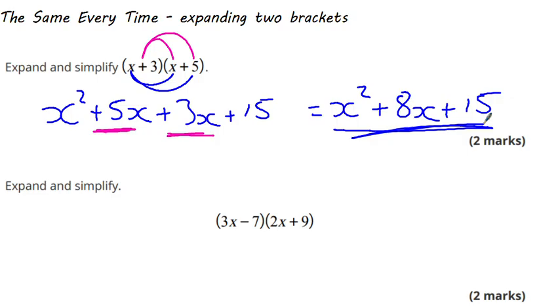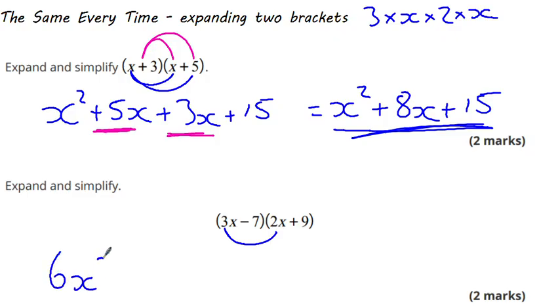Here's the second question, perhaps a little bit more complicated, but manageable definitely. So multiplying everything in the first bracket by everything in the second bracket. Start with the 3x, multiply by the first term in the second bracket. 3x times 2x. So 3 times x times 2 times x. 3 times 2, 6. And x times x we write as x squared, x to the power 2.